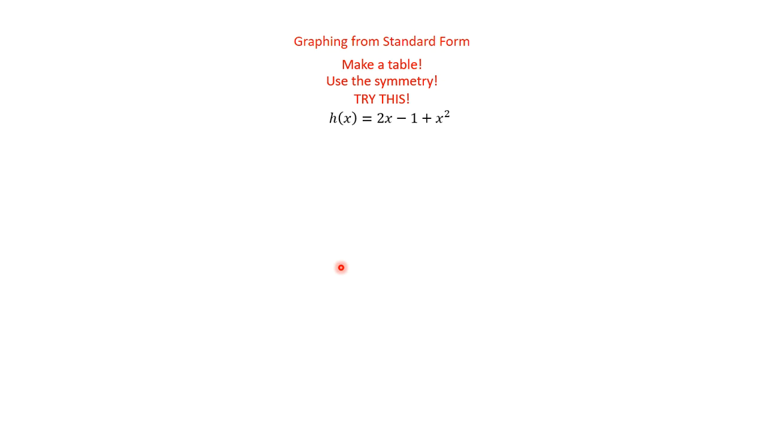h of x equals 2x minus 1 plus x squared. I would first put it in order. Put it in order for standard form. But go ahead and pause it, graph this one, plot your points, and see what you get. Then push play when you're ready to come back.